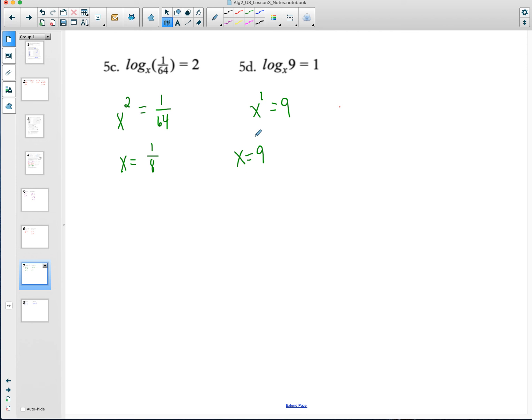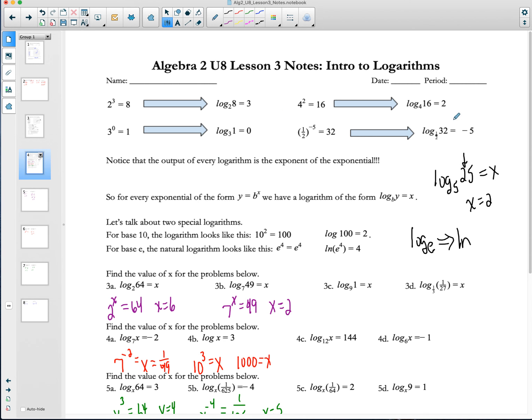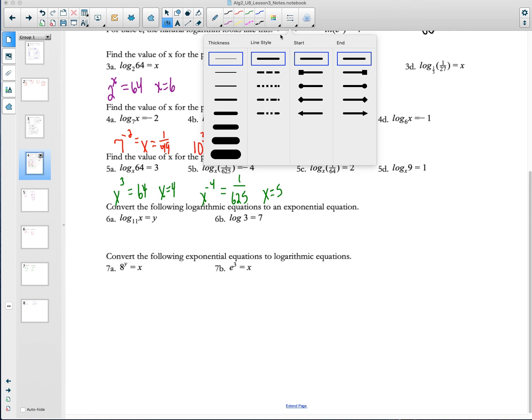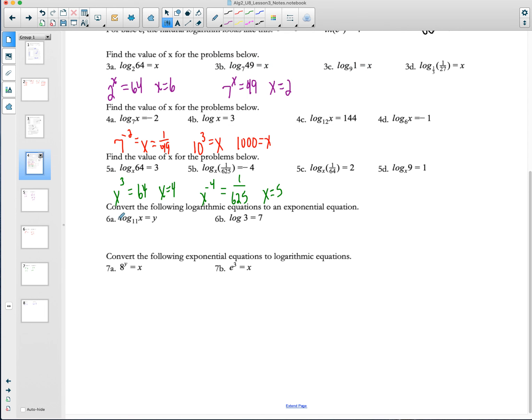So hopefully you're seeing this and it's transitioning pretty well for you. We just have a handful more problems here. Let's do 2 more together. Now, the nice thing is after everything that we just did, these 2 problems should hopefully be very quick for you. So notice now it says convert this to an exponential equation. Well, that's really what we were doing here. We're just not trying to solve. We just want to write it as an exponential. So log base 11 of x is equal to y means that our base is 11. The power is y, and the result is x.